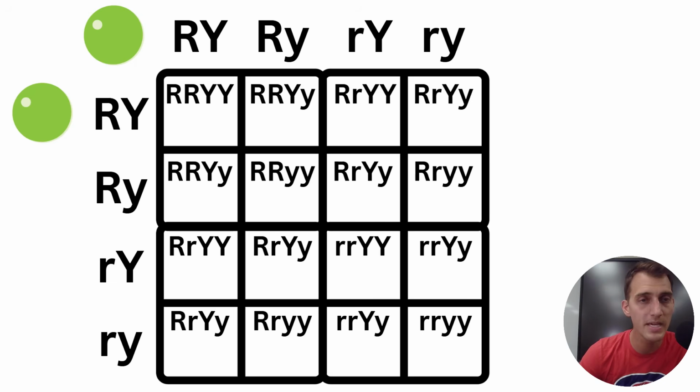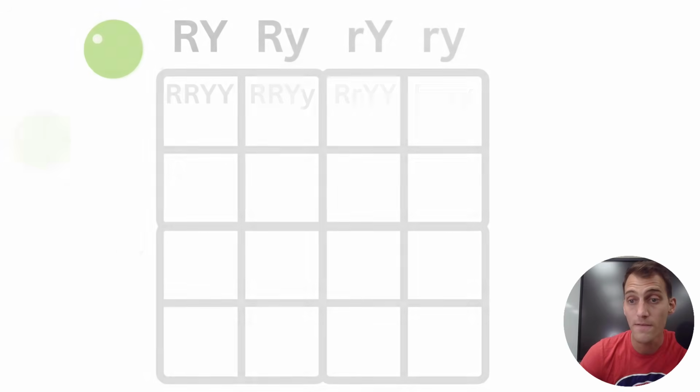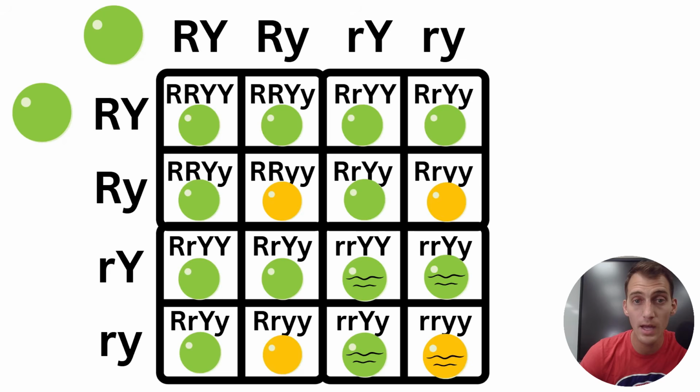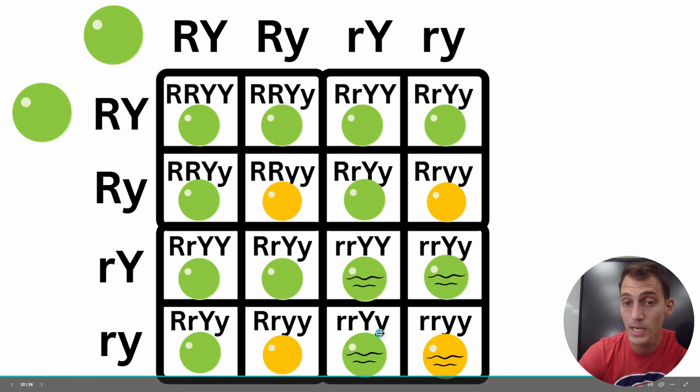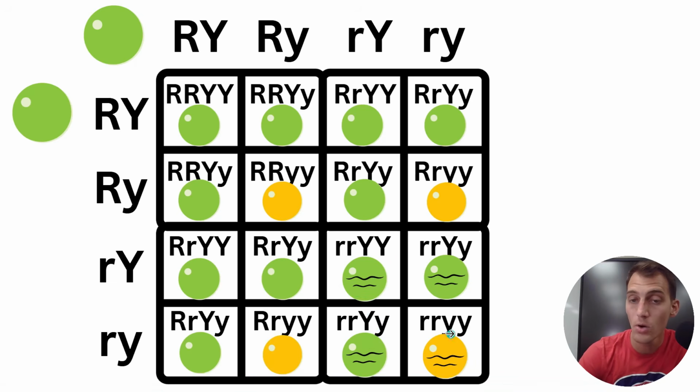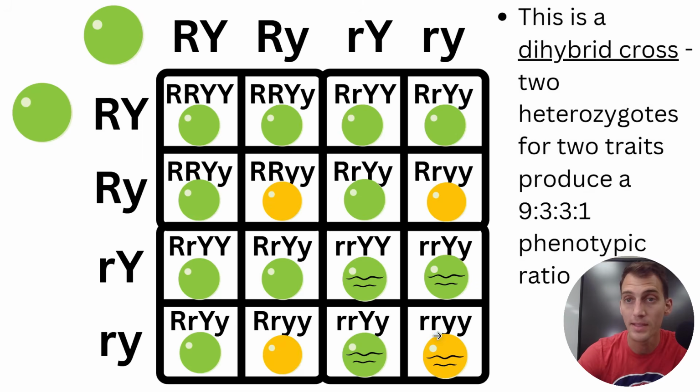Now, which of these peas are smooth and green? Which ones are wrinkly and green? Which ones are smooth and yellow? And which ones are wrinkly and yellow? Let's figure it out. Ready? If you did this correctly, what you should end up with are 9 green and smooth, or round, peas. You should end up with 3 yellow smooth peas, 3 wrinkled green peas, and only 1 wrinkled yellow pea over here. And this is what's known as a dihybrid cross.